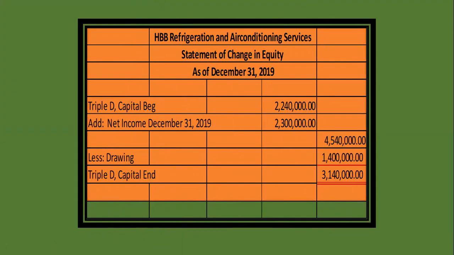I have an error, I'm sorry. So you have the name of the company, name of the statement, and then as of December 31, 2019. So we have Triple D capital beginning 2,240,000, add our net income computation, that's 2,300,000. So the total is 4,540,000. Then you deduct drawing 1,400,000. So we have Triple D capital of 3,140,000.